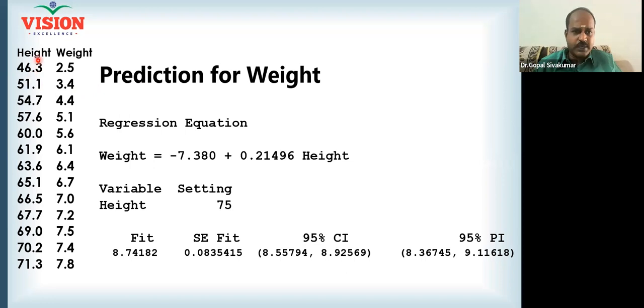According to the data, the height of the babies is written here, and the weight of the baby, maybe in kilograms, is written here. Height in terms of centimeters is available here. Weight in terms of kilograms is available here. Now, what are we trying to predict? We are trying to predict whether there is a relationship between the height of the baby and the weight of the baby. What is your guess here?